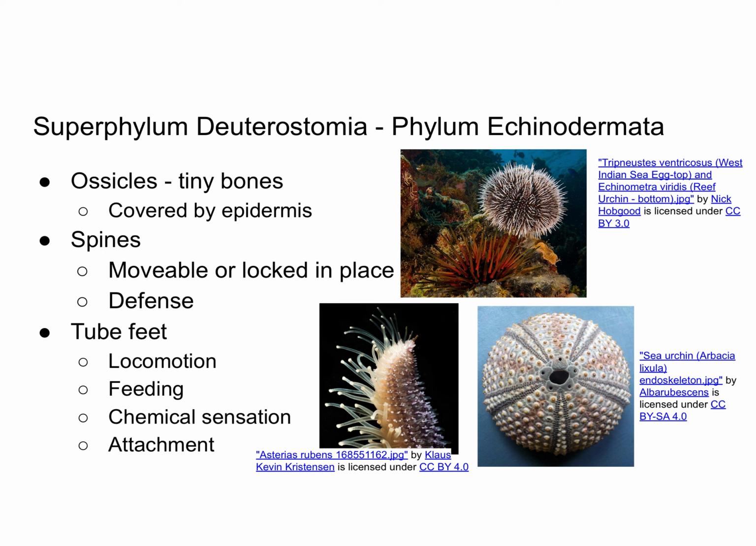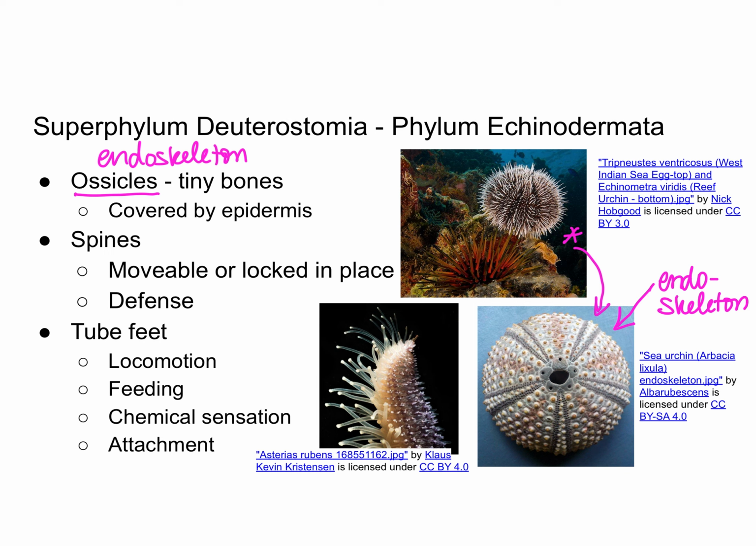As mentioned before, these organisms have an endoskeleton. Endo means inside, so the skeleton is inside the skin. They have these tiny bones called ossicles that are covered by the epidermis. And so this picture is showing you the endoskeleton. And this is a dead sea urchin. So that's what basically this organism looks like after it has died and lost its skin and spines.